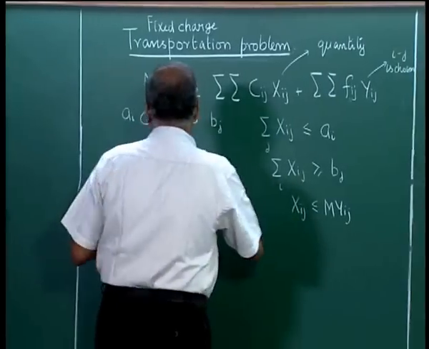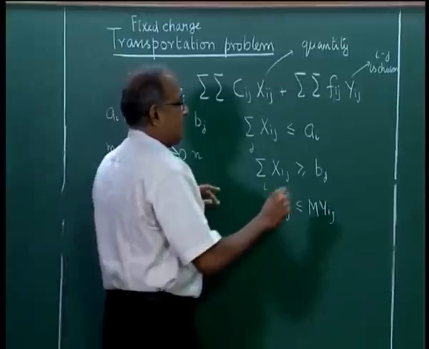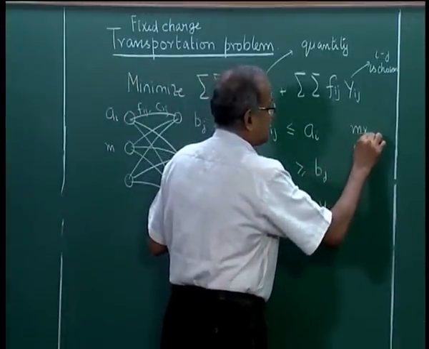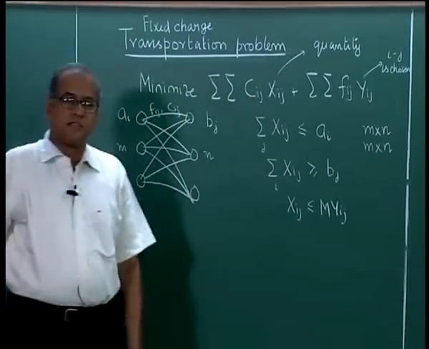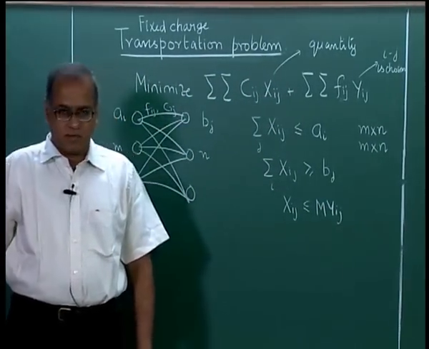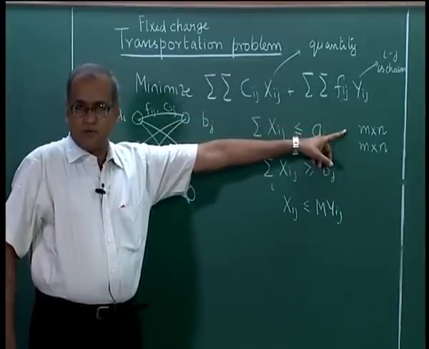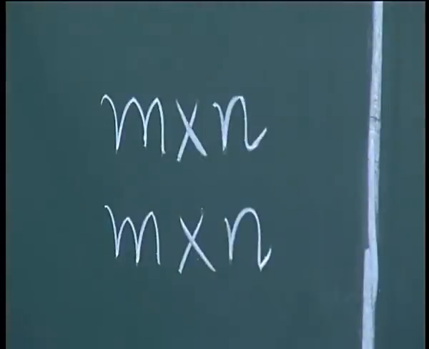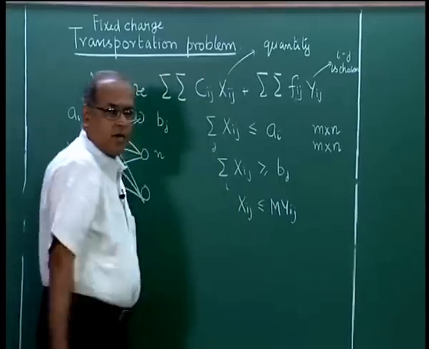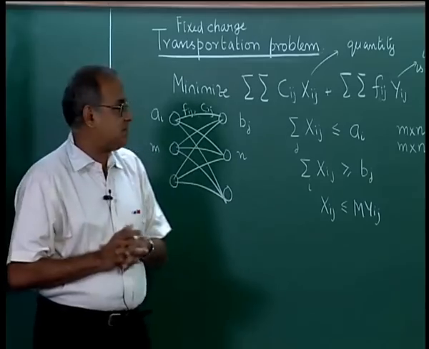So we will now have, if there are m supply points and n destination points, there are m into n Xij variables and there are m into n Yij variables. So it has 2 times mn variables, where these mn Xij variables are continuous variables, they need not be integers. The other m into n are binary variables, these Yij's are binaries. So we have a problem that has binary variables as well as continuous variables.